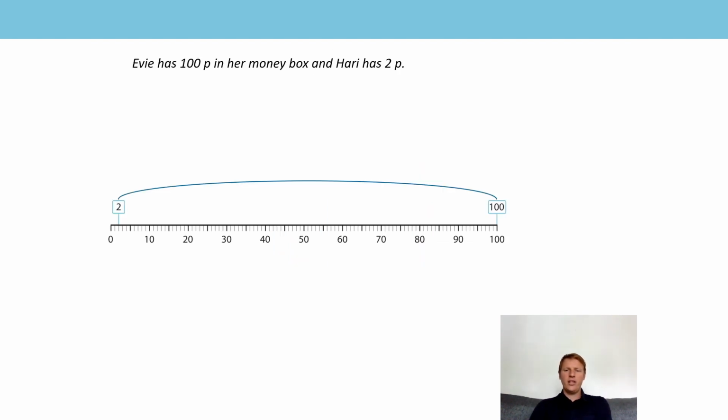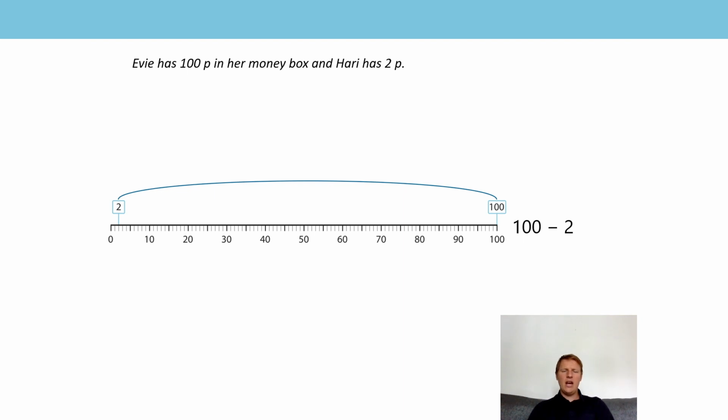Okay, I've got a new context for you. Still money, but two different children. We have Evie and we have Harry. Evie has 100 pence in her money box and Harry has 2 pence. I've shown that with 100 here on the right hand side of my number line and Harry's amount of 2 pence here on the left.